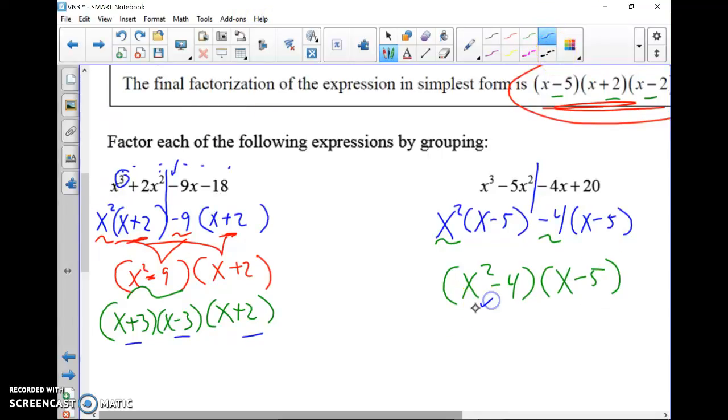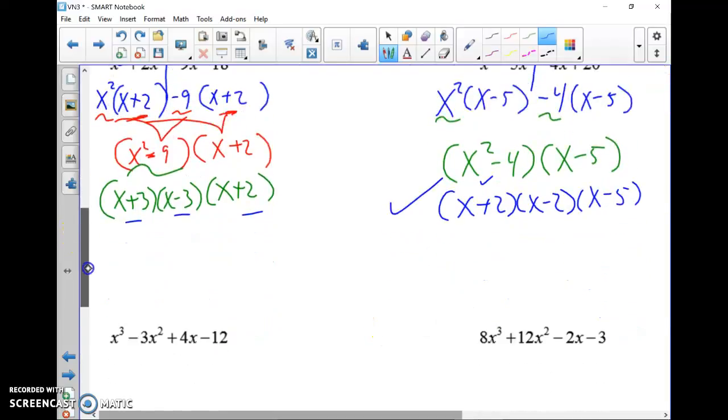Is it a difference of two squares? Yes, it is. It factors to x plus 2, x minus 2, and x minus 5 gets brought down. Done. 2 more.